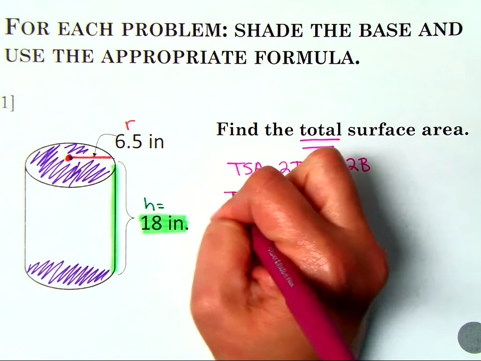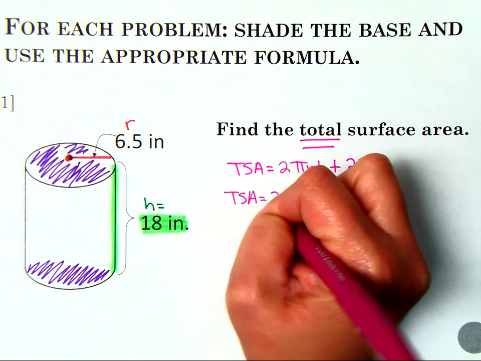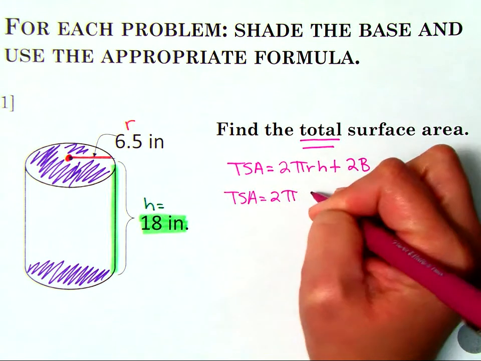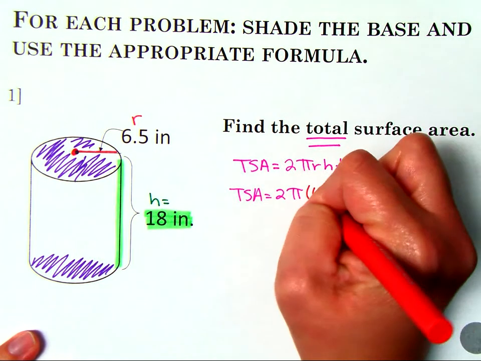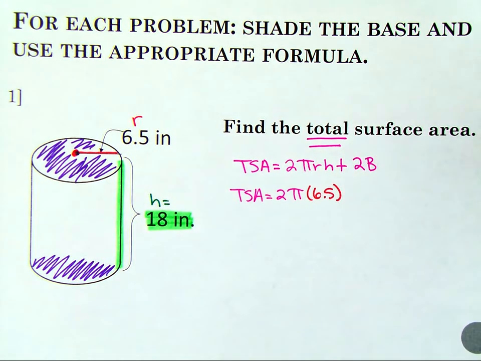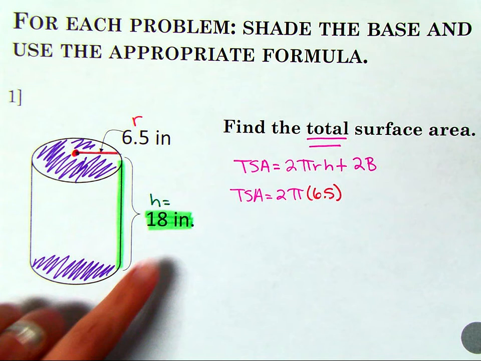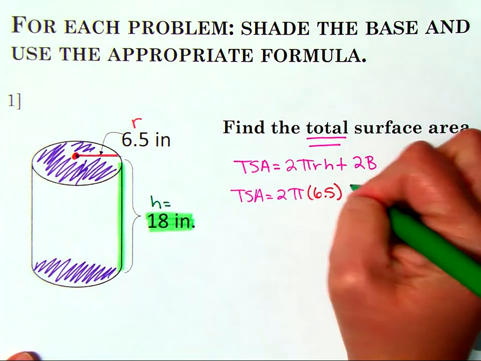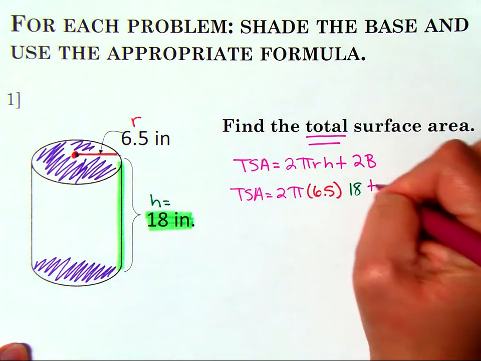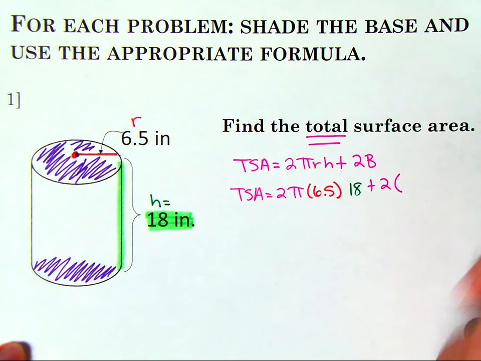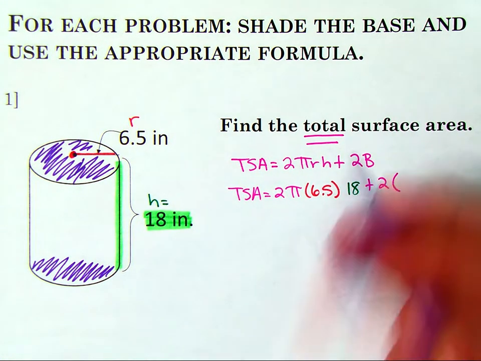All right. Now that we have everything labeled, we're going to do 2 pi, my radius was 6.5, my height of the prism was 18, plus 2 times the area of the base. I'm trying to separate these colors to make it a little bit easier for us to see. So let's do this over to the side.